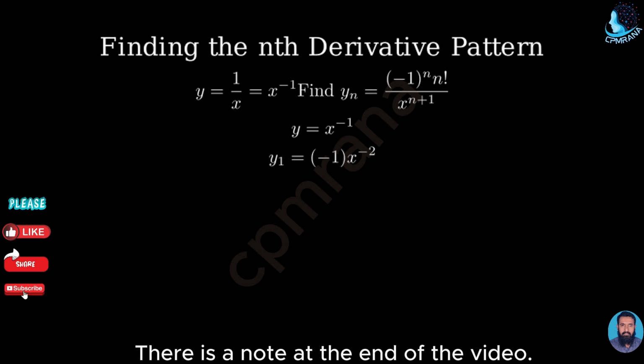For the second derivative, we apply the power rule again. We multiply by negative 2 and reduce the power by 1. This gives us negative 1 times negative 2 times x to the negative 3. We can rewrite this as negative 1 squared times 2 factorial times x to the negative 3.